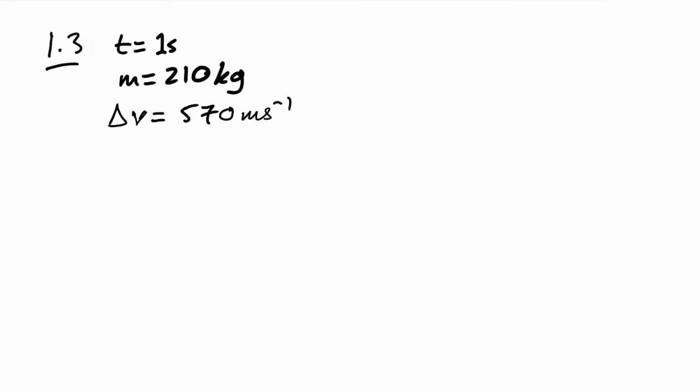Time for some calculations. We're told that in 1 second, so therefore we have a time of 1 second, mass of 210 kilograms, and the speed increases. So we can say delta v is equal to 570 meters per second. We're being asked to find the force. We just wrote down the alternative version of Newton's second law. That is, force is a rate of change of momentum. It can be the mass or the velocity that's changing.